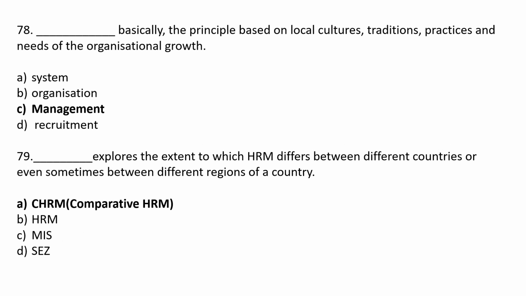Dash is basically the principle based on local culture, traditional practices and the need of the organization's growth. Option A system, option B organization, option C management, option D recruitment. The correct answer is option C management. Management is basically the principle based on local culture, traditions, practices and the need of the organization's growth.